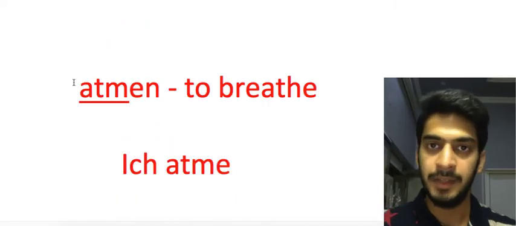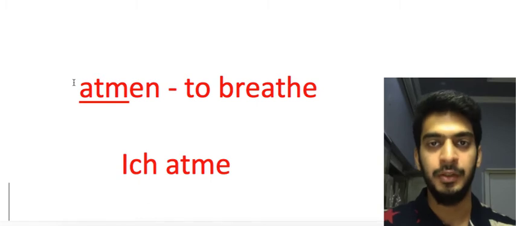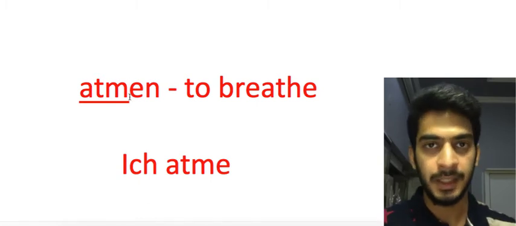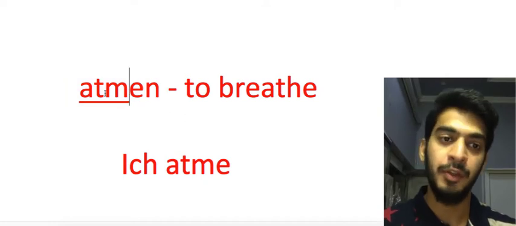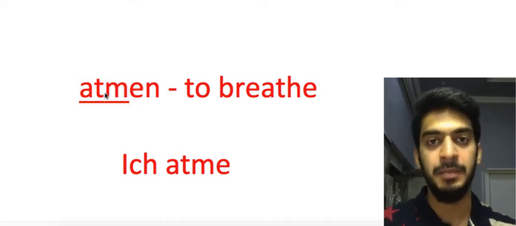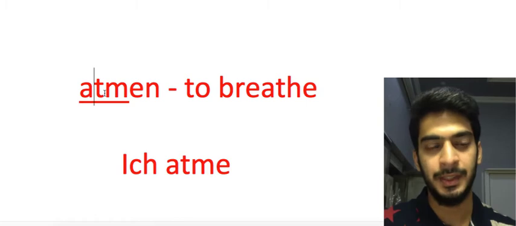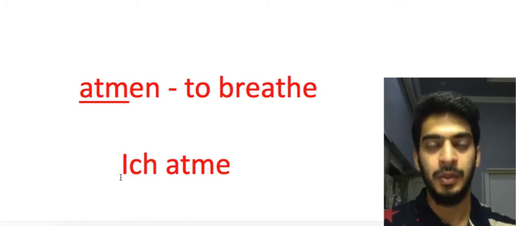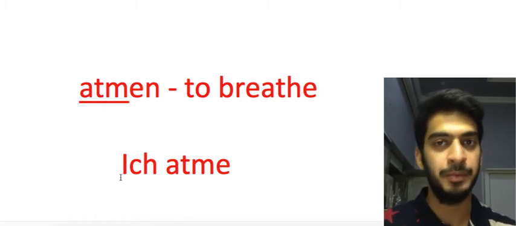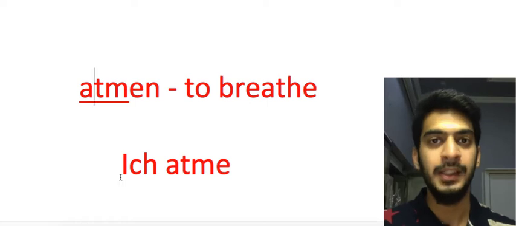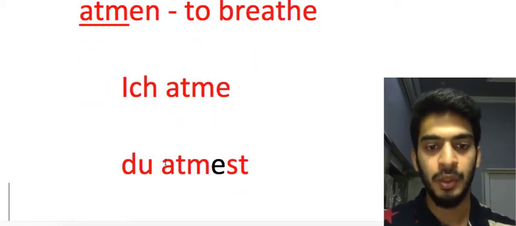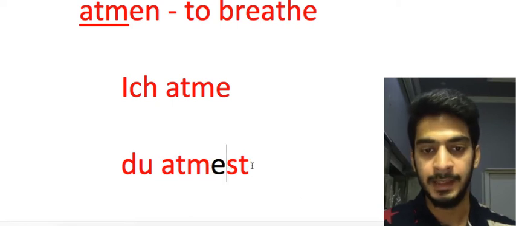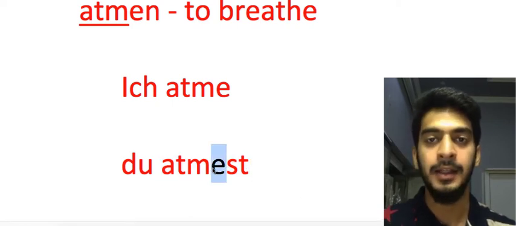The next example we have atmen, which means to breathe. After discarding en, we get the verb stem atm. The last letter of the verb stem is M, which is preceded by the consonant, which is the letter T. So, again we have to follow the same rule with the pronouns du, er, sie and ihr. Ich atme. Then du atmest, ending st. Before the ending, add e to it.